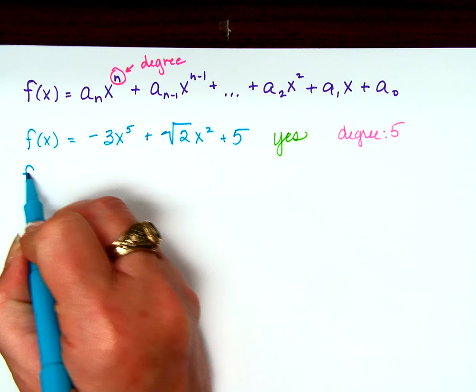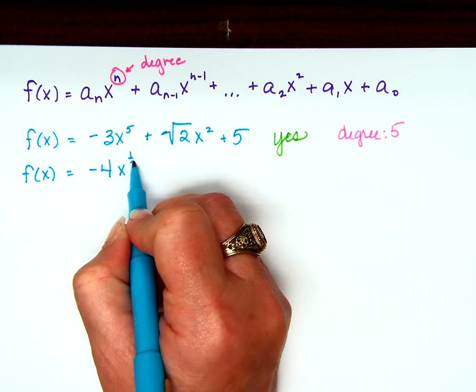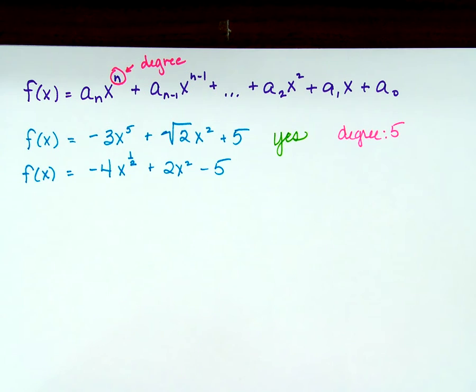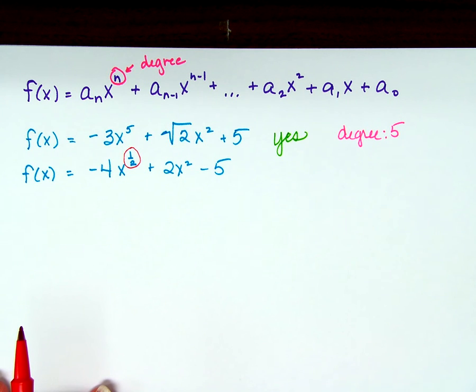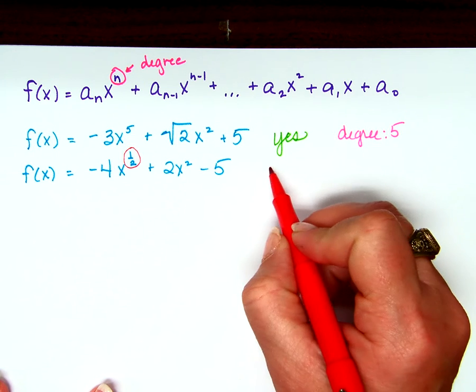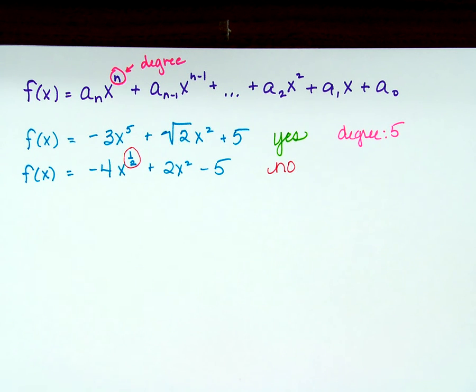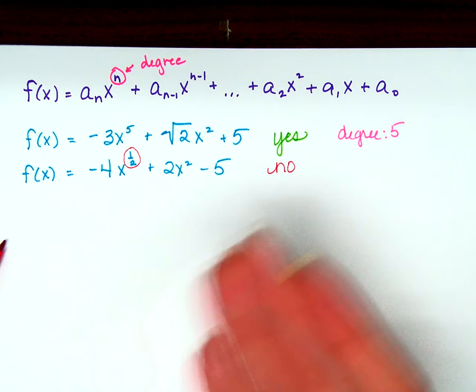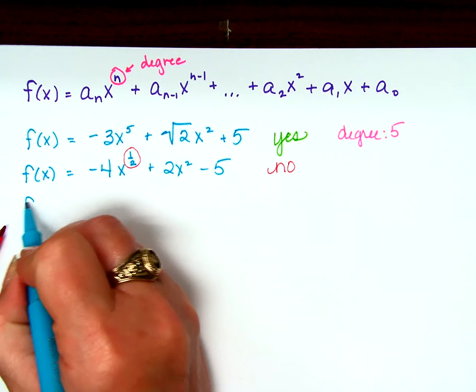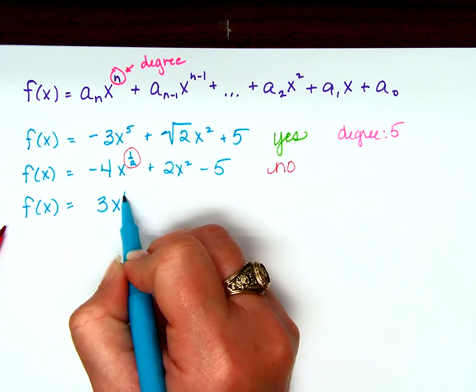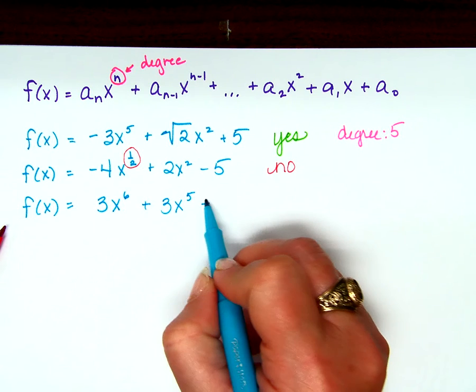All right, here's the second example. Negative 4x to the 1/2 plus 2x squared minus 5. Is that a polynomial? They're not in order, but even more obvious is a fraction. Can we have a fraction as an exponent, if we're finding out if this is a polynomial or not? No, we cannot. So this is not a polynomial. And if it's not a polynomial, then we don't even care what its degree is, because if it's not a polynomial, there's not really a degree. There's still a highest exponent, but part of the deal is we're looking for polynomials. And if it's a polynomial, what's its degree? Is that fair? So what about this one? F of x equals 3x to the 6th plus 3x to the 5th plus 18x to the 4th.